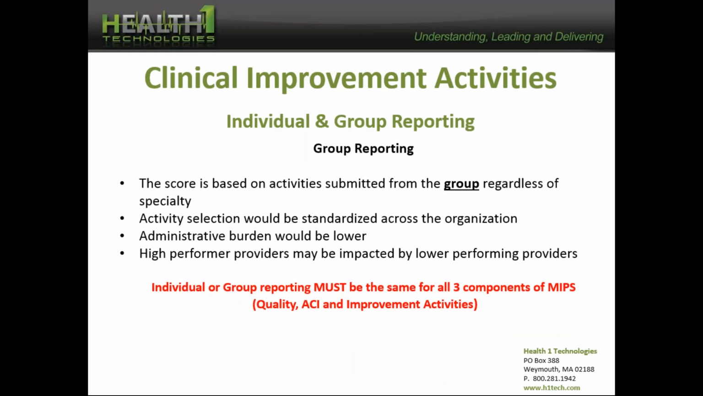Group reporting, so the score is submitted for the group, regardless of your specialty, regardless of anything. So when we do this, the group submits, and that is what is sent to CMS for the final calculation of your score. The activities would be standard across the organization, typically a lower administrative burden because you're having one set of measures, one set of focus that you're doing. And the one con to this is that the high-performing providers might be impacted by the lower-performing providers.